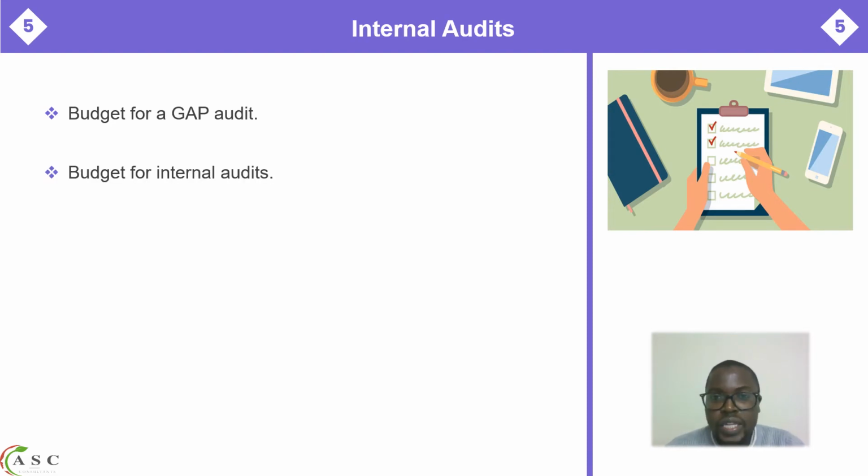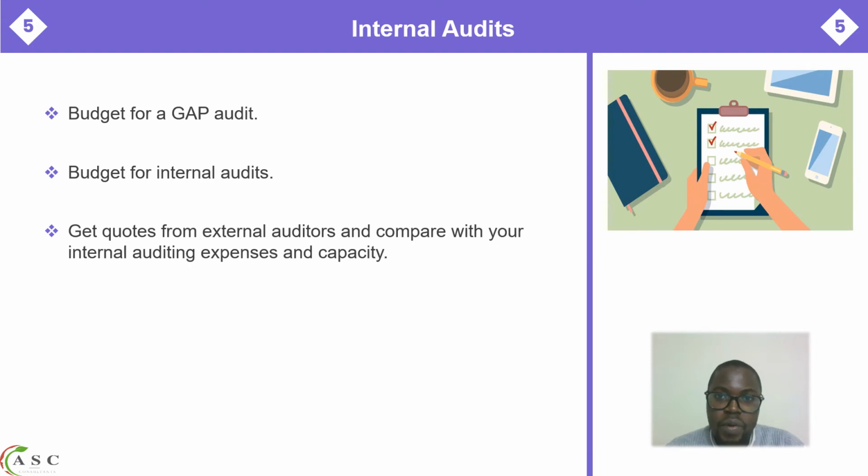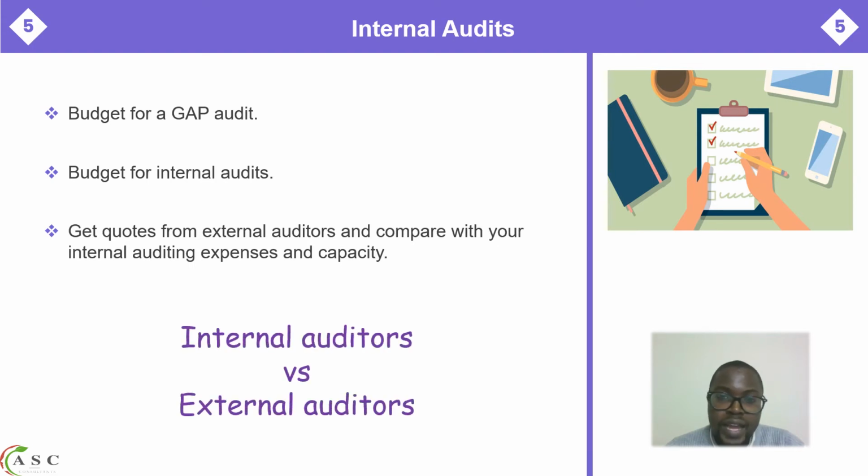You must ensure that you put a budget for internal audits. If you are using external consultants, you must budget for that. But you can also use your own staff members if they're experienced and they're familiar with the scheme requirements. You can then decide to get quotations from external auditors. You must ensure that you compare, but not only money, you must also compare the experience as well as expertise so that you can get the best value for your money.